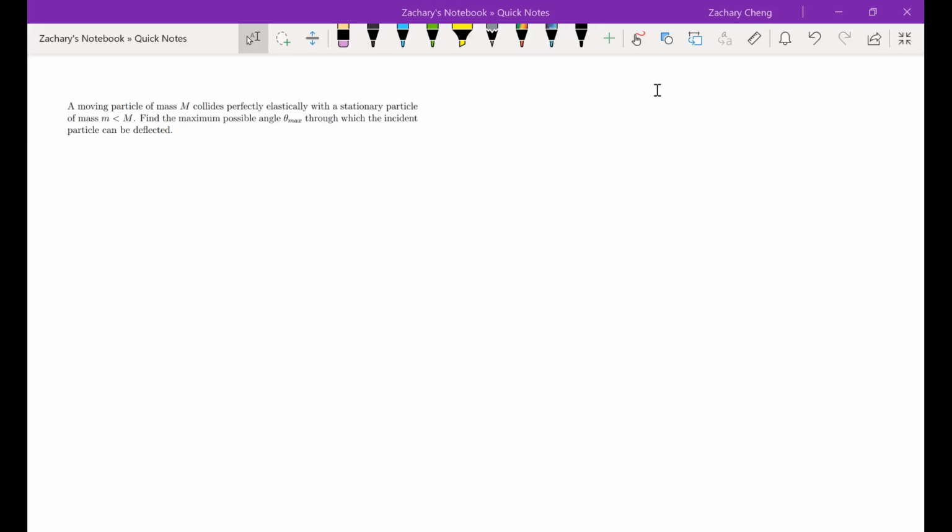So our problem for this week is: a moving particle of mass big M collides perfectly elastically with a stationary particle of mass small m less than big M, and it asks us to find the maximum possible angle theta max through which the incident particle can be deflected.